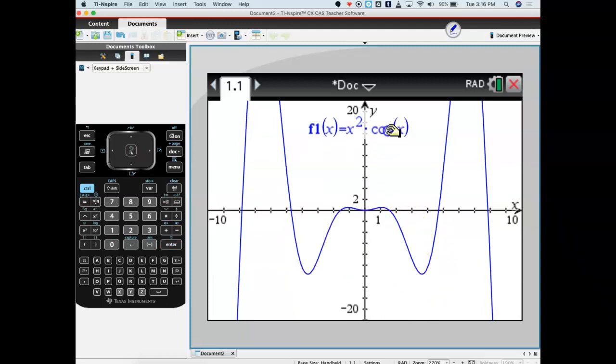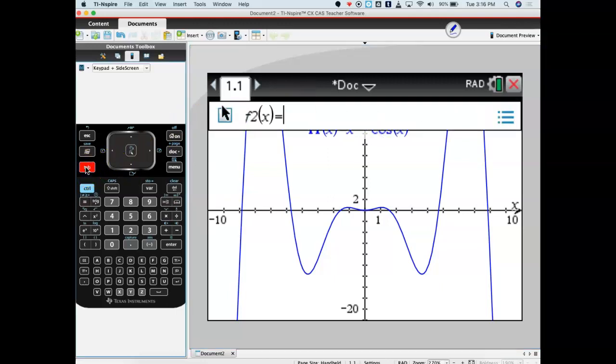And let's graph what we thought it might be. So I'm going to add the graph in here that we said. What did we think it was? We thought it was maybe negative 2x times the sine of x.